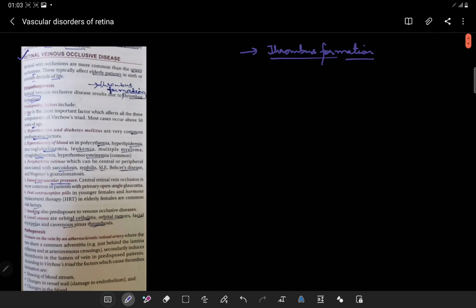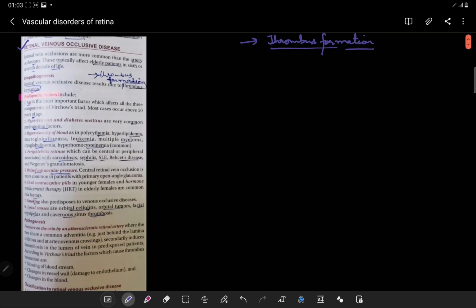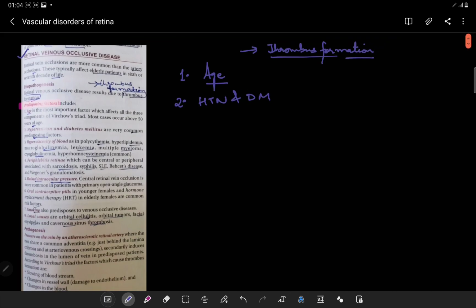But there are some important predisposing factors. What are the various predisposing factors causing this disease? The first important predisposing factor is age. Age is the most important factor, which affects all three components of the Virchow triad. Most cases occur above 50 years of age. Second, very important, are hypertension and diabetes mellitus, which are very common predisposing factors for this disease.